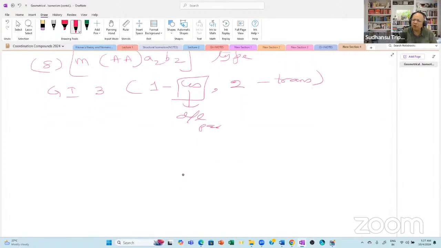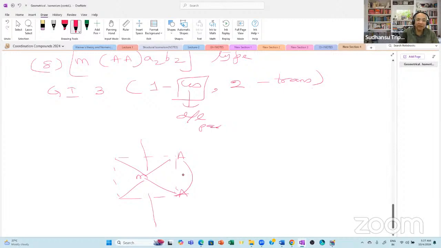So every time I will not draw the mirror image. It is understood. We will not waste our time. Just I am drawing how it looks. AA, anywhere you can draw. You can draw AA here because the bidentate ligand, the two donors have to occupy a cis position, not any trans position, which is sterically impossible.